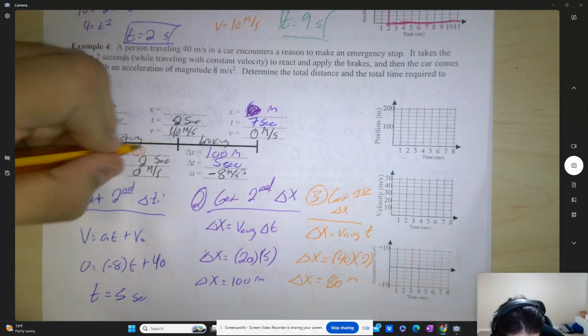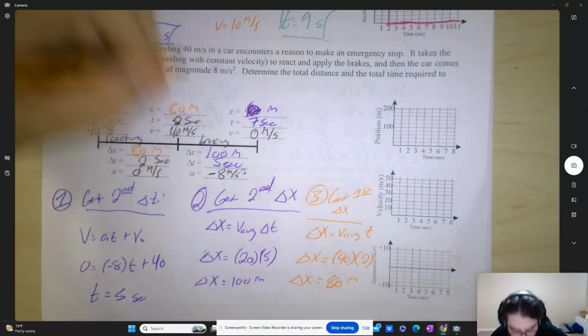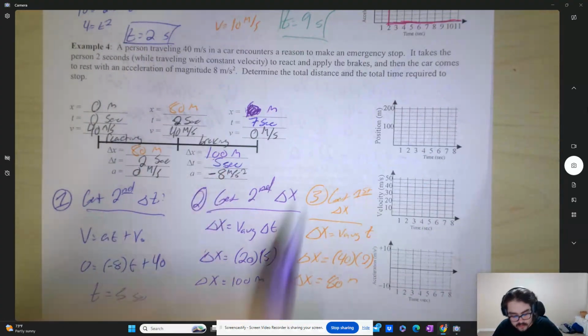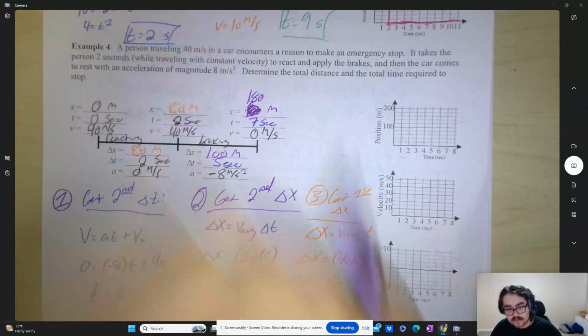So I continue. I go 80 meters here. I end up at 80 meters here. So if I'm at 80 meters and I travel another 100, then I should actually have 180 meters right there.